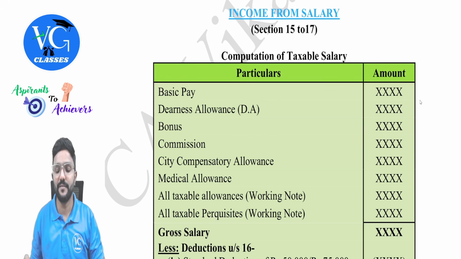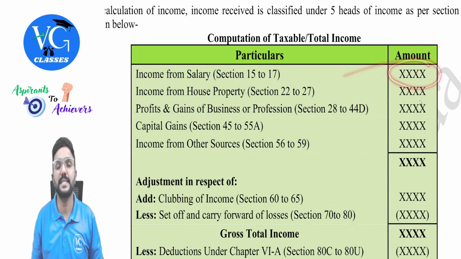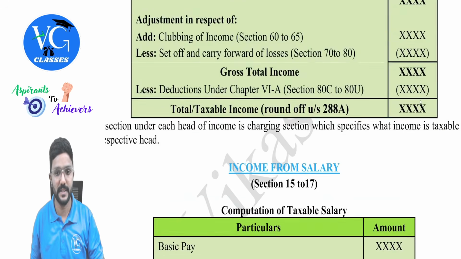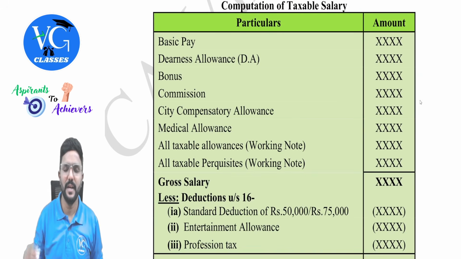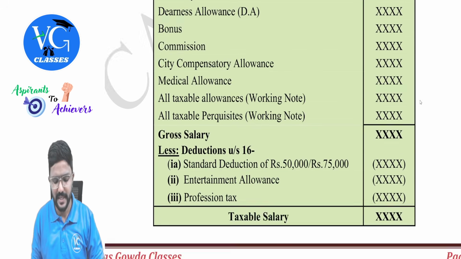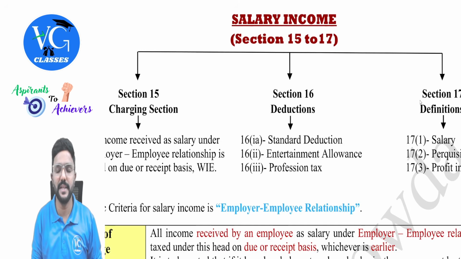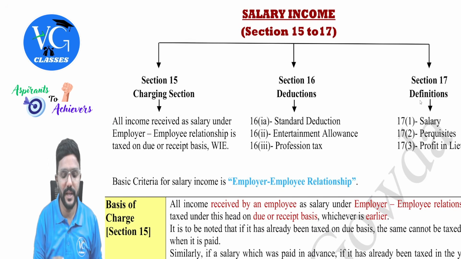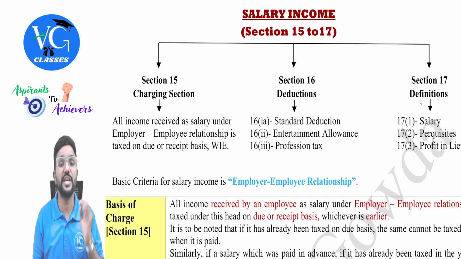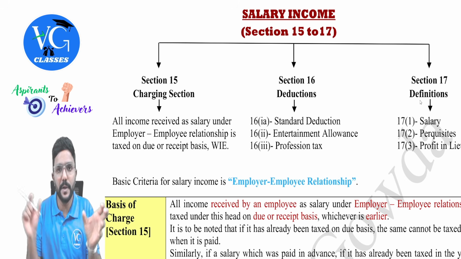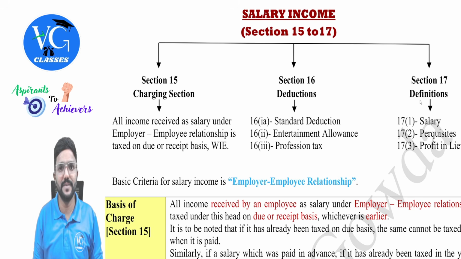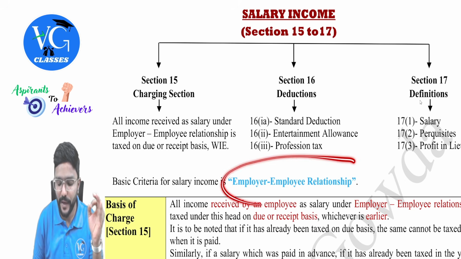Fine, guys. So first, our first task is to understand how to derive this figure. Yes, let us see. Income from salary, computation of taxable salary. Under that, various components would be there, guys. See, actually, there are three sections covered in this head: 15, 16, and 17. 15 being a charging section will tell anything which employee will earn or receive from employer under the employer-employee relationship will be taxable under this head on due or receipt basis, whichever is earlier. So the basic criteria for an income to be taxed under the head salary is employer-employee relationship, guys.